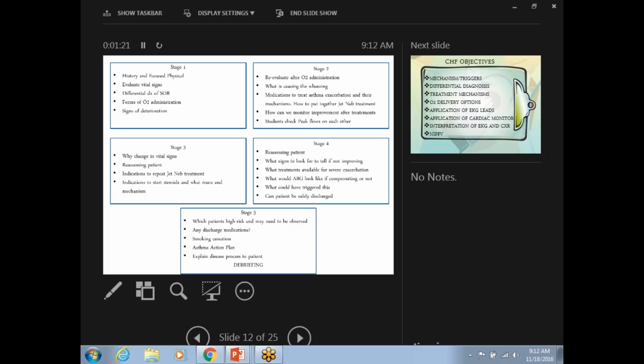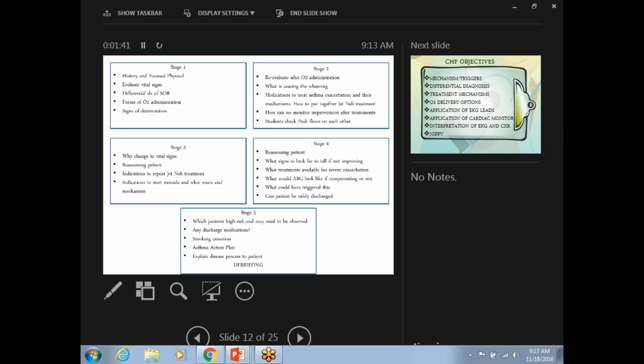Again, showing them the jet neb treatment. So the jet neb is in the drawer in the room, so you just have to pull it out or have the students pull it out and show them how to unscrew the top. You pretend to put liquid in it, and then it gets hooked up to either air or oxygen, depending if the patient needs oxygen in addition or if you just go onto air. How we can monitor improvement after treatment.